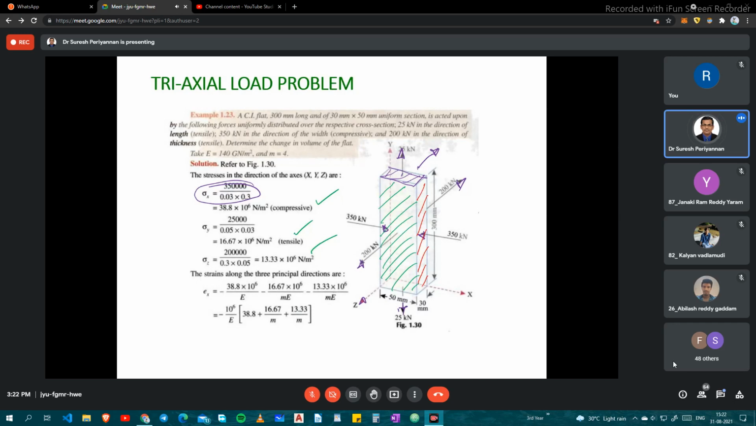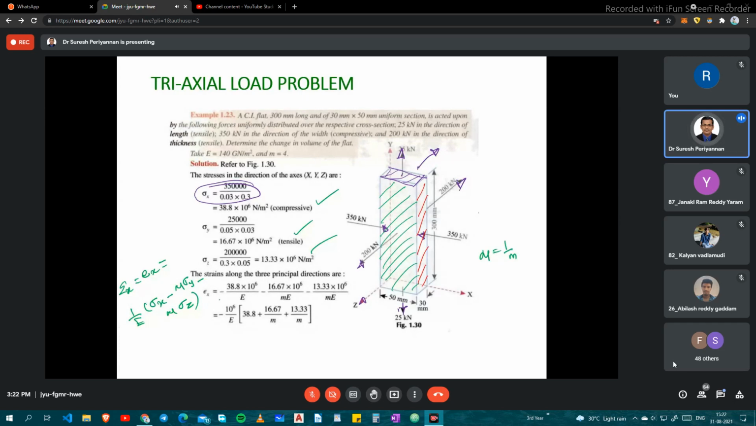What is the strain with respect to x? Epsilon x or e x; some books mention e x, some books epsilon x. Then what is the formula we discussed yesterday? Epsilon x is equal to 1 by E into sigma x minus mu into sigma y minus mu into sigma z. Now mu is nothing but 1 by m.